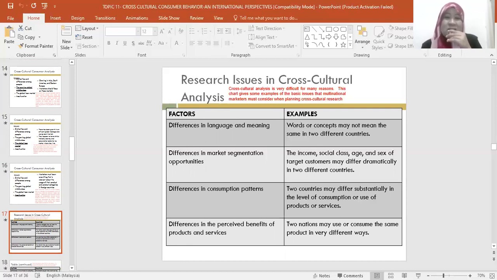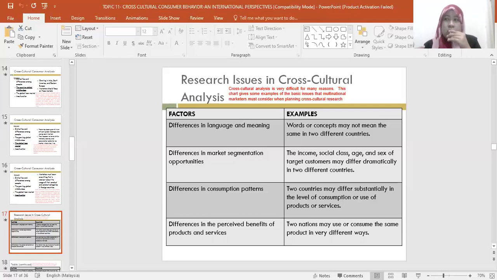Differences in market segmentation opportunity, in terms of their income, their social class, age, and sex. The target customer may differ dramatically in the two different countries. In terms of income, it might also be totally different, because your income relates to your social class. Your age will also differ, because baby boomers, generation X, and generation Y all have totally different buying patterns for certain products. And also gender.